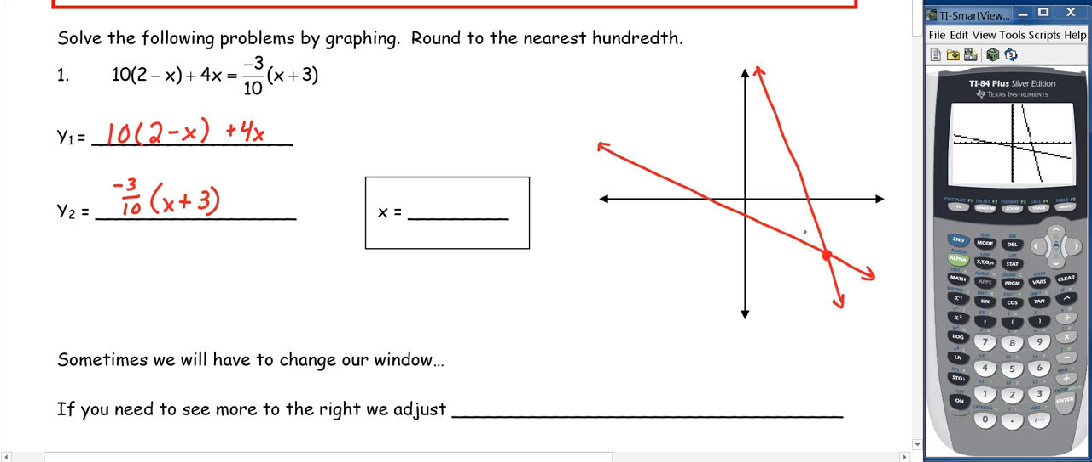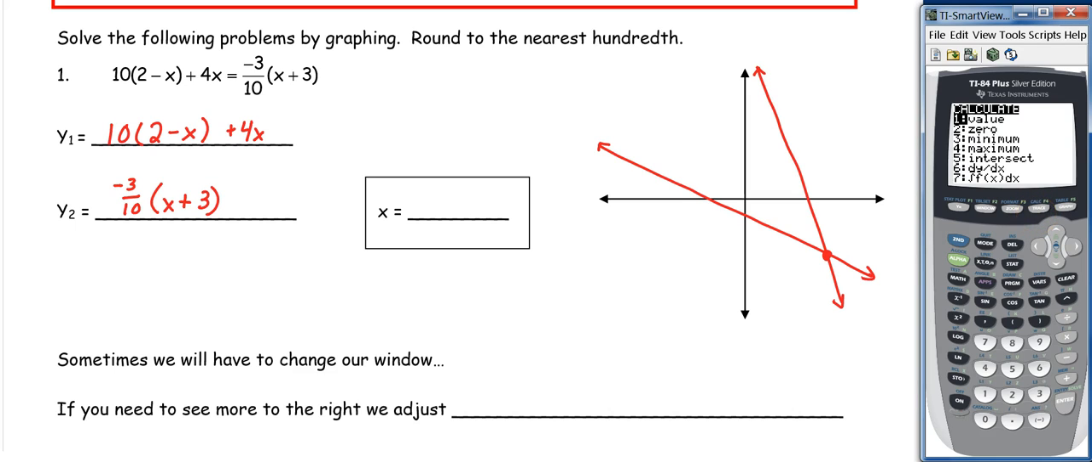To find the intersection point, we are going to hit second trace. Trace was the button next to graph. We want to calculate the intersection, so we want to hit 5, option 5. It'll take us back to our calculator and start asking you first curve, second curve. For first curve, just use your arrow until you see a blinking cursor. I'm going to keep hitting it. Now I finally see it at the top, so I know it's on one of my lines. I hit enter. The next one is on my second line right here, so I hit enter.